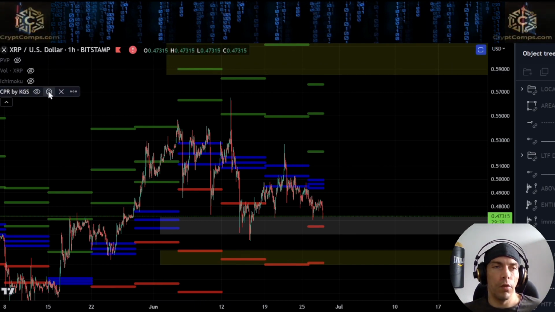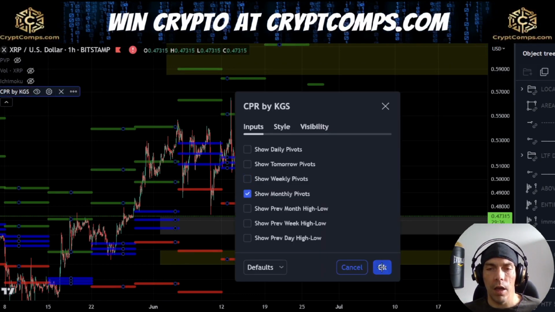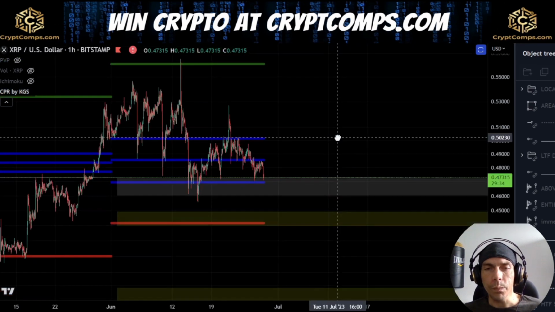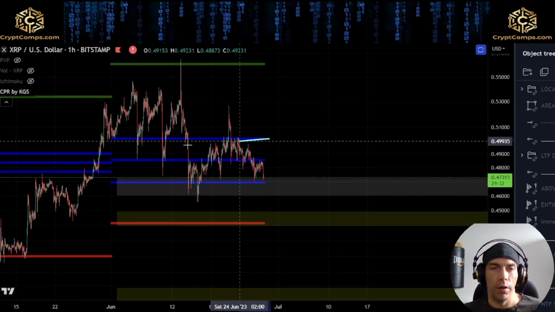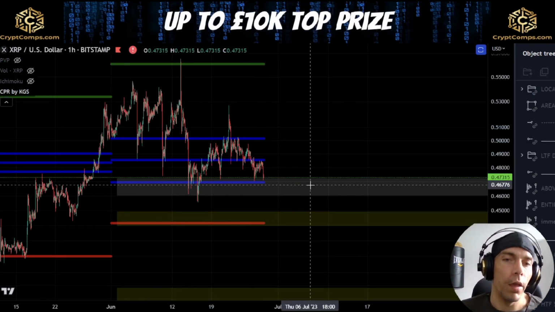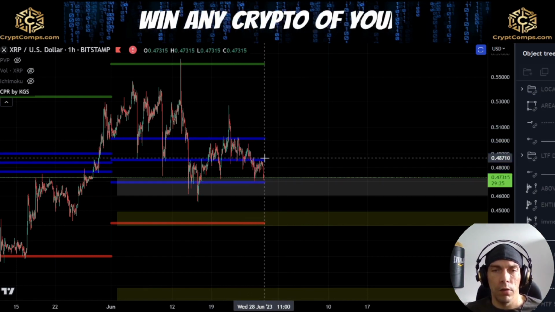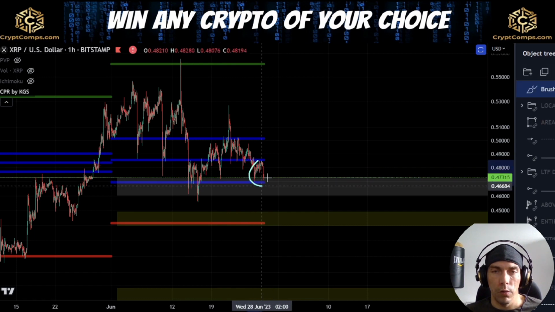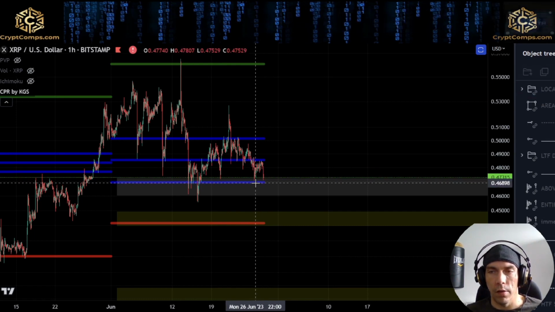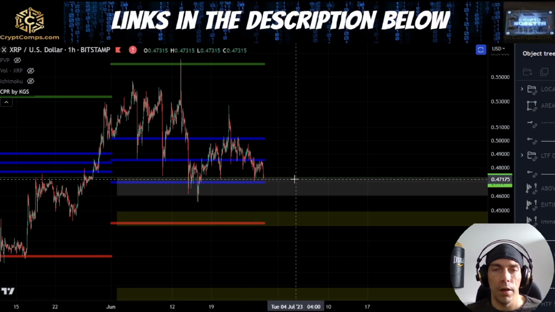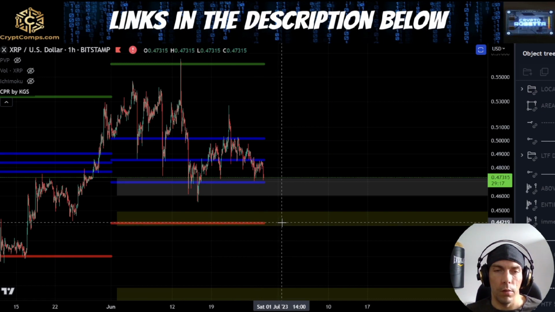Now we're going to switch this over to the monthly now, and what we can see here is that within the monthly CPR lines, we're actually just consolidating in these CPR lines. We are starting to move back through these, so we need to be cautious. If we start to lose this lower line here at this 46.89, we could see price be gravitated to this R1 line.